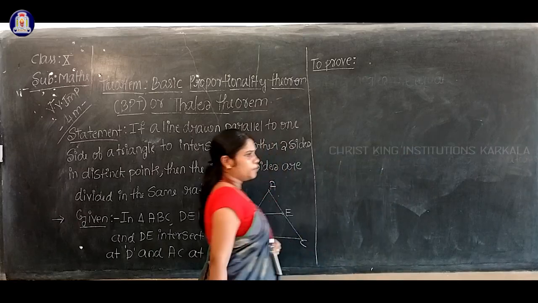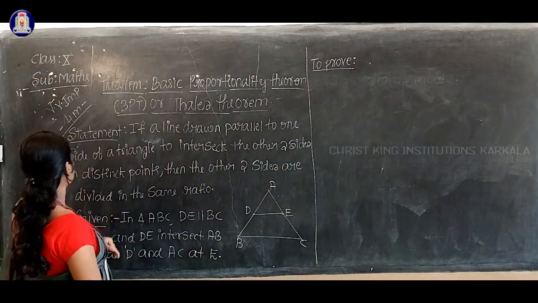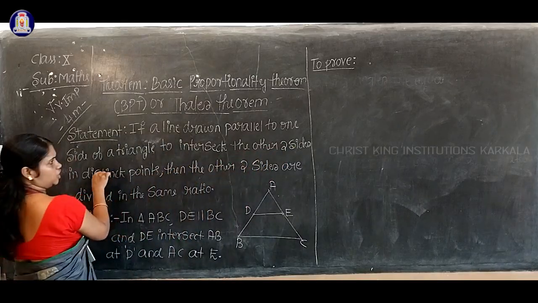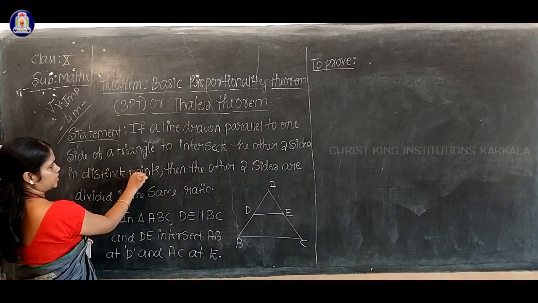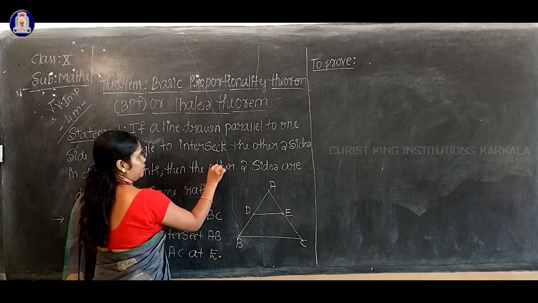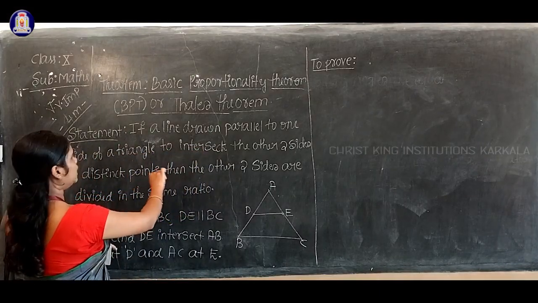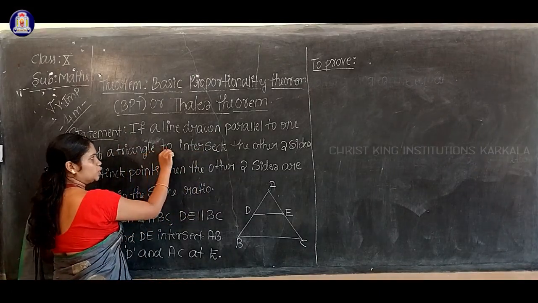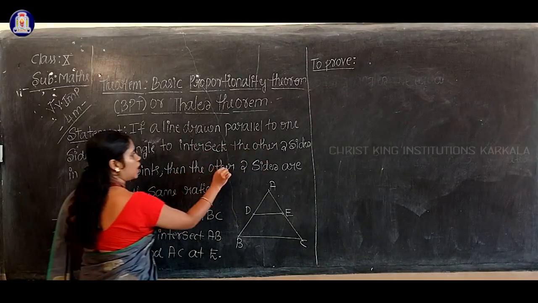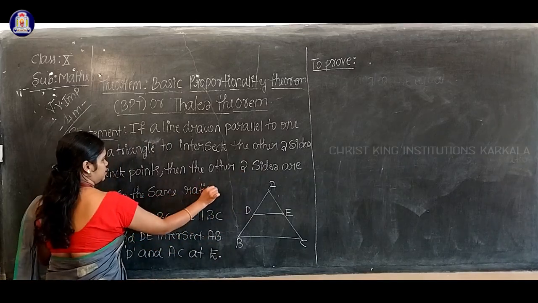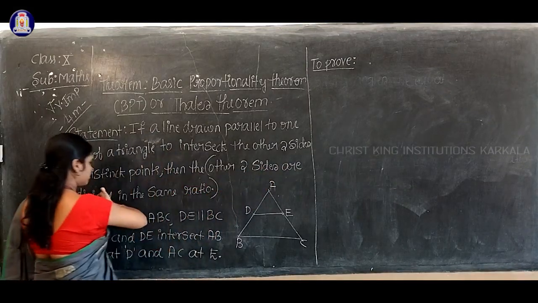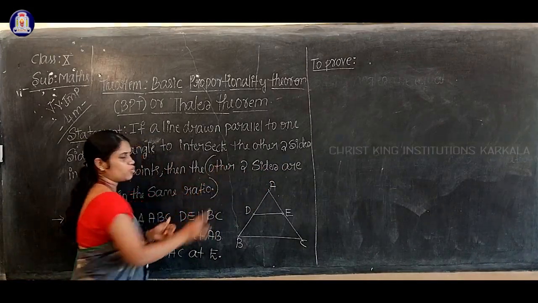Okay, so what you have to prove here? See, they have given in the statement: if a line parallel to one side of a triangle intersects the other two sides in distinct points, then the other two sides are divided in the same ratio. Okay, this is what we have to prove.